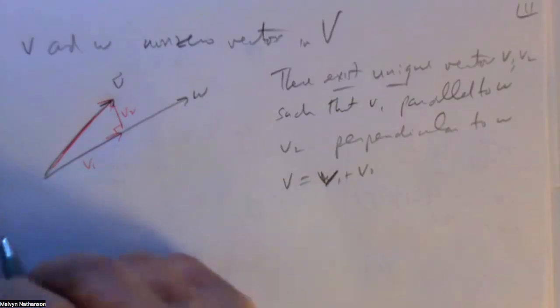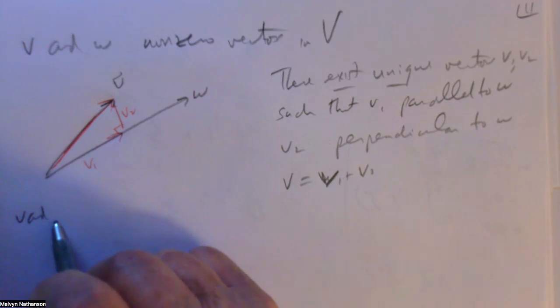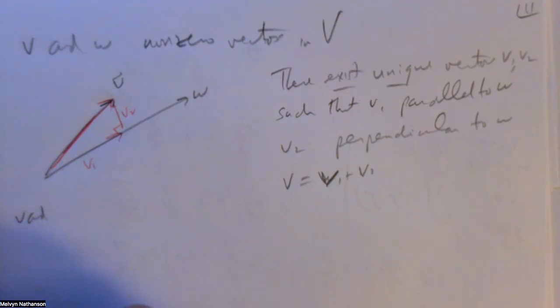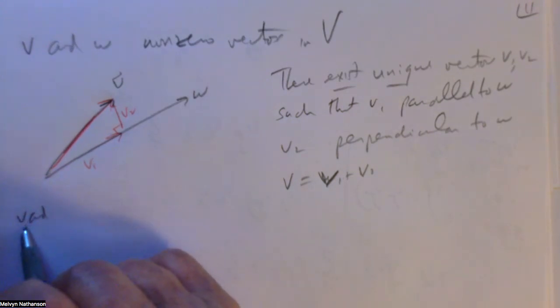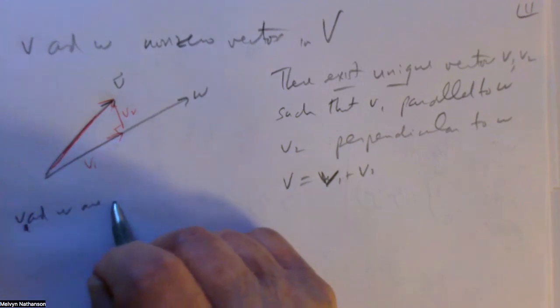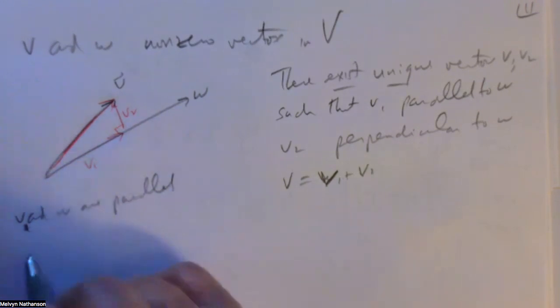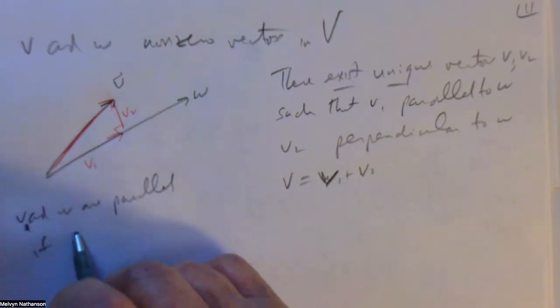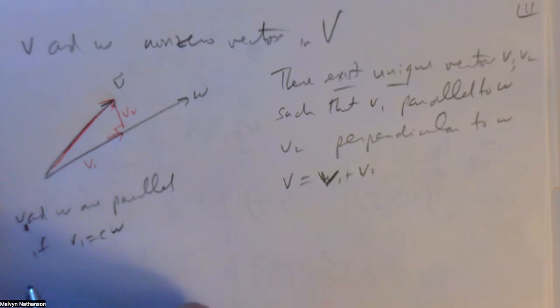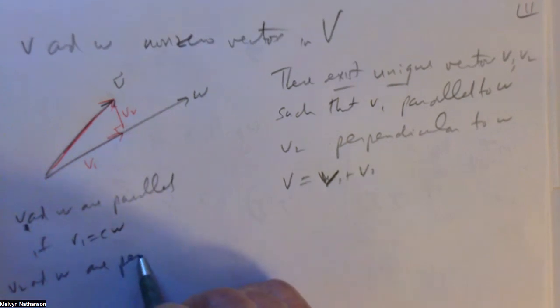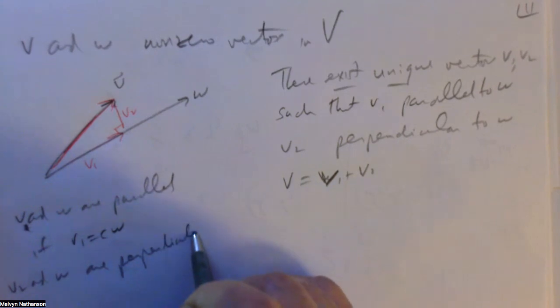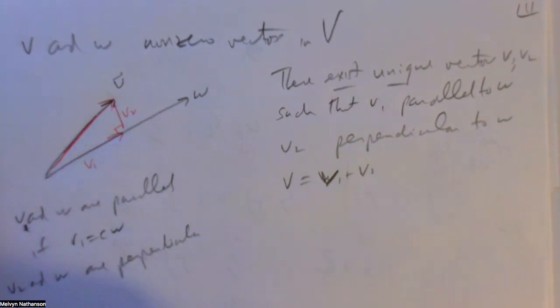Remember, what does it mean to say two vectors are parallel? If one is a scalar multiple of the other. And v2 and w are perpendicular if either one of them is 0 or the inner product of v2 and w is 0.